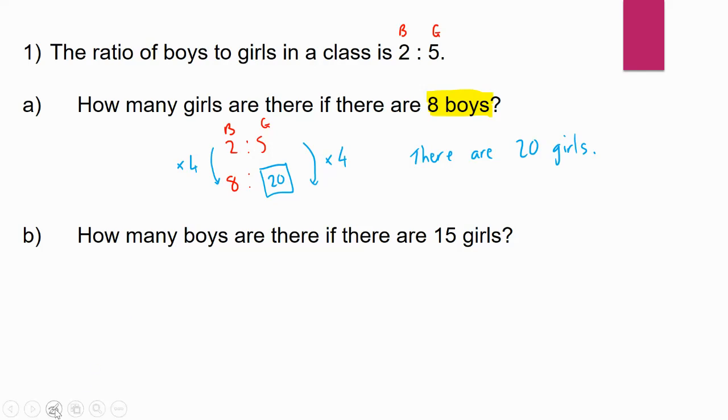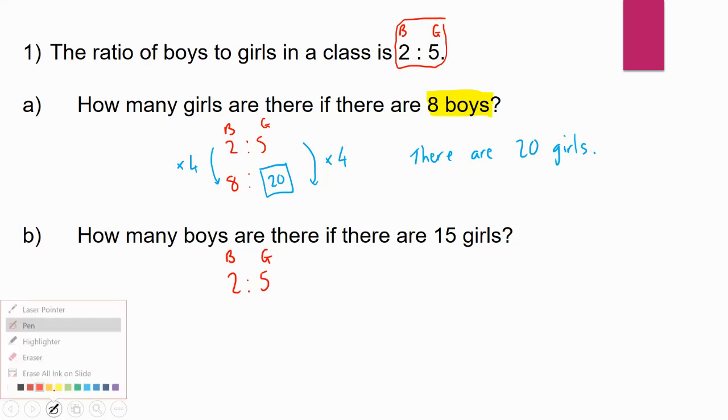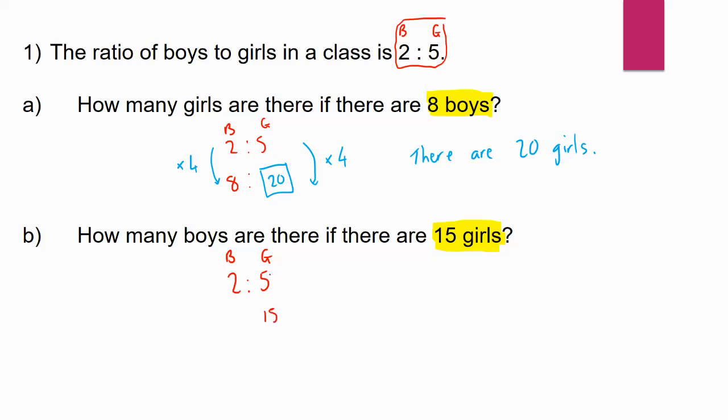Right, part B then. Now, we're going to use the same ratio at the top. So the ratio boys to girls, 2 to 5, needs to be used in part B of this question. So again, I know the ratio is 2 to 5, boys first, girls second. On this question, though, the information I'm being given is that there are 15 girls. And the question is, how many boys are there if there are 15 girls? So what do I do with that information of 15 girls? Well, I put it in the girls' part of the ratio. So that goes underneath the 5 parts for the girls.